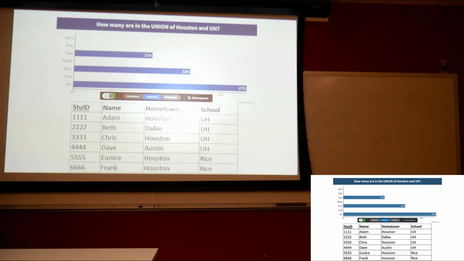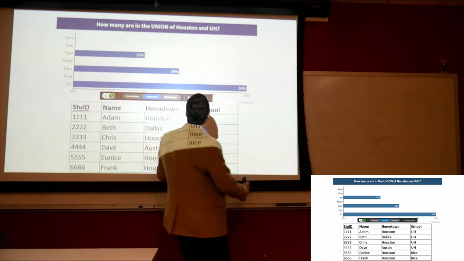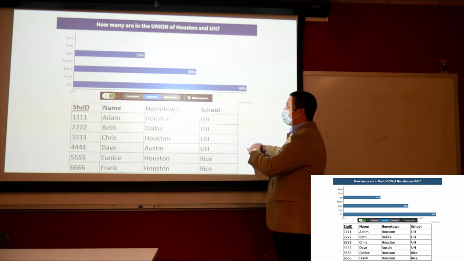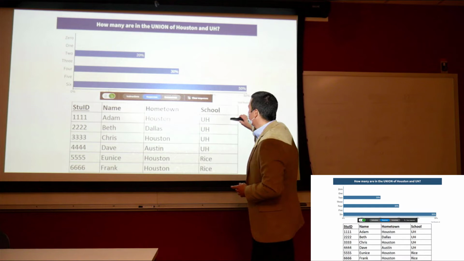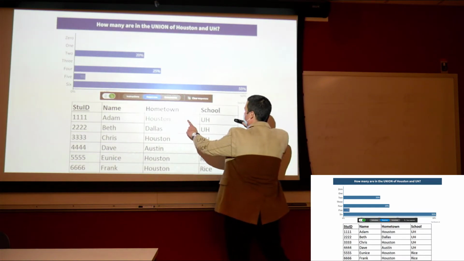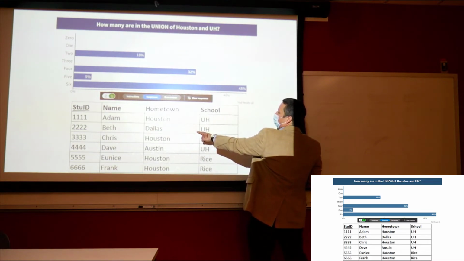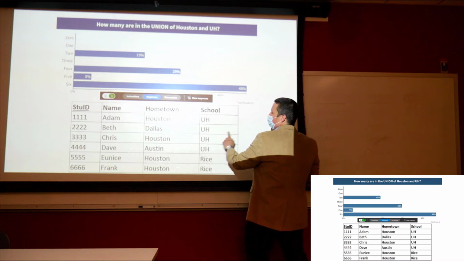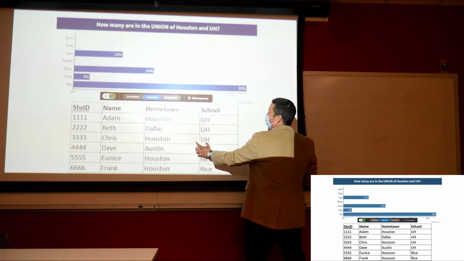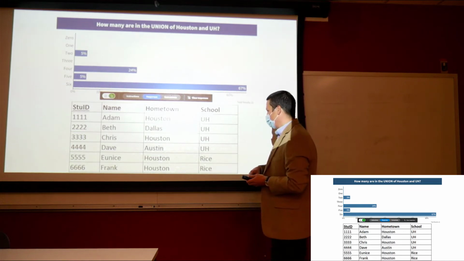2, 4, or 6. Okay, so how many are in the union, meaning they are from Houston or they go to the University of Houston? So would this person be in the union of these 2 data sets? Yeah, because they're from Houston. What about this person from Dallas? Yeah, because they attend UH. This person attends UH and is from Houston, so they're going to be in the union because they're in both data sets.